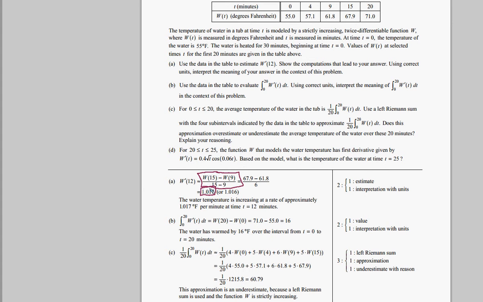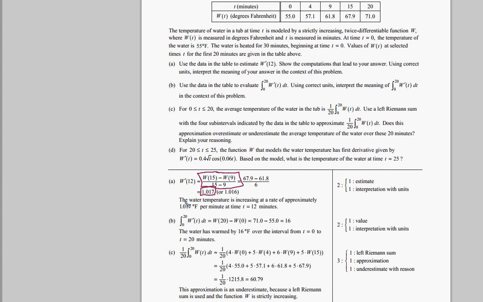Since this is calculator active, you should have gotten an answer of 1.017 if it was rounded, or if you truncated it, which just means to cut it off at 3 decimal places, you would get 1.016. Either of those two answers would suffice. You needed the setup, and you also needed the interpretation. Please don't just write 1.017. Put the setup there to show the reader that this is how you got to your answer.